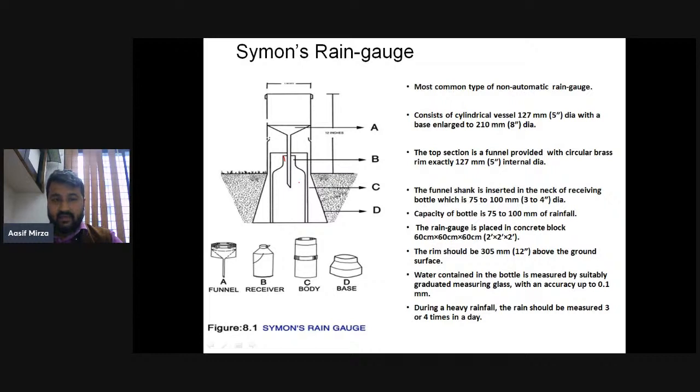5 inches internal diameter, and the funnel shank is inserted in the neck of the receiving bottle, which is 75 to 100 mm, that is 3 to 4 inches in diameter. So the capacity of the bottle is 75 to 100 mm of rainfall.